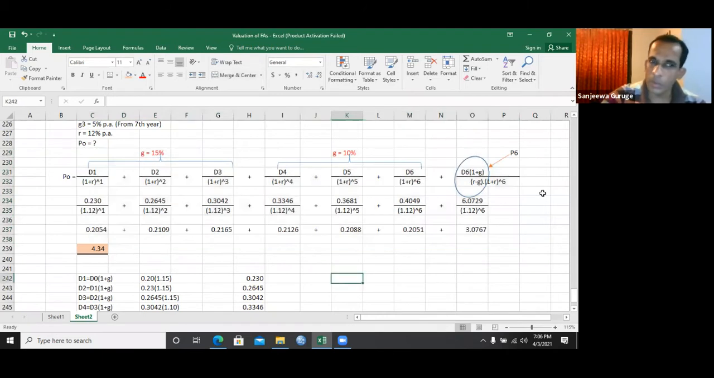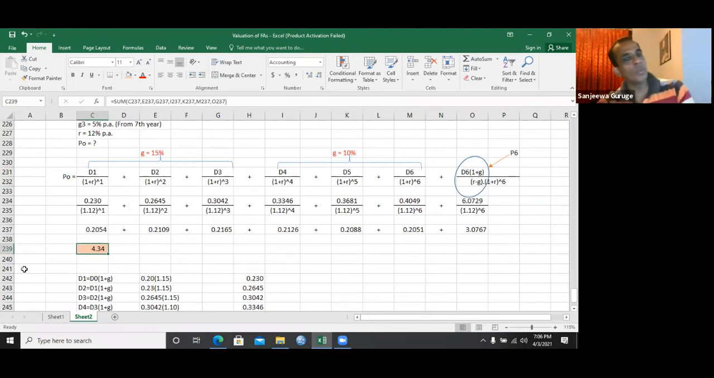So based on these future benefits, if the investor requires a return of 12%, the price he is willing to pay for this share is 4.34. This is the fair value according to the current estimates available with respect to this firm, right?